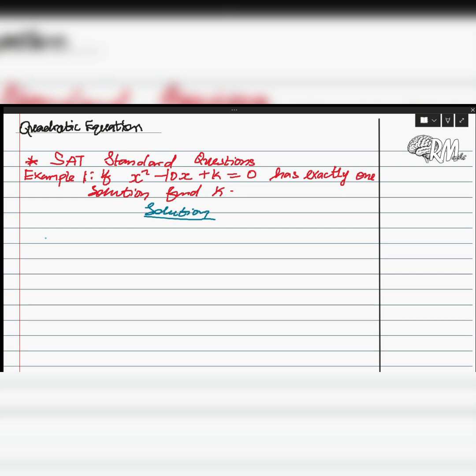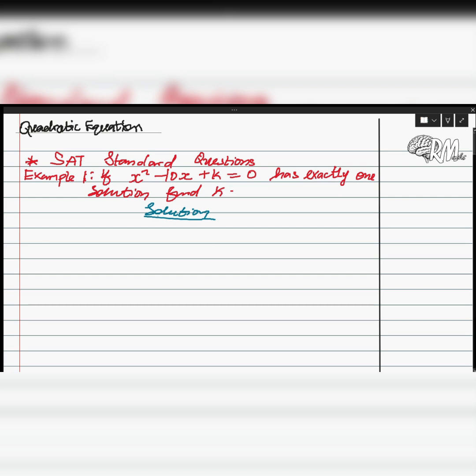So if we go back to our discriminant theorem, where we have those three conditions, delta equals 0, delta greater than 0, and delta less than 0. If you remember the condition which says delta equals 0, it simply means it has just one solution. So that is what we are going to be using to solve this question.